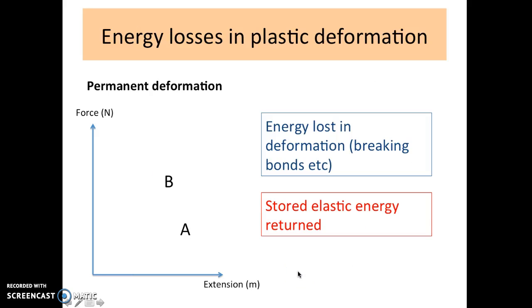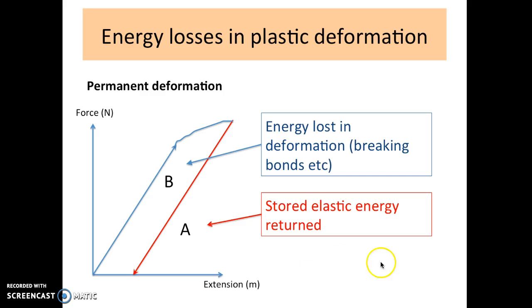Thinking about the energy losses in the plastic deformation, I draw my force extension curve. This is with a bit of permanent deformation, returns to its original shape. Can you please now link the energy lost in deformation and the stored elastic energy that is actually returned? Okay, so the stored elastic energy that I get back is actually the area under this second part of the curve, area A. It'll be a triangle, and it will be this extension minus this extension divided by 2 and times by the force that I reach.